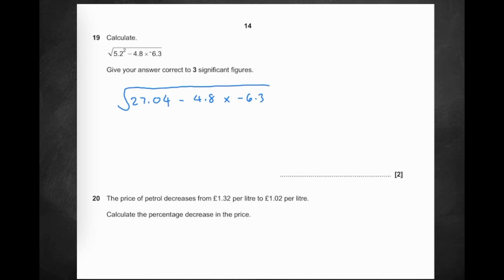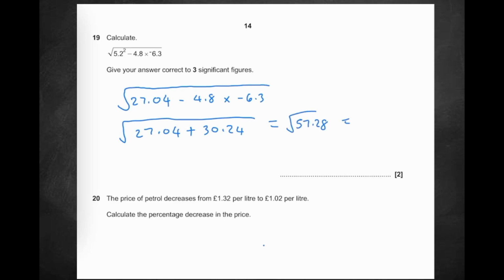Basically, the square root symbol, everything inside it, we need to treat it as if it's in a bracket. So minus 4.8 times minus 6.3 is just going to be 30.24. So our equation becomes 27.04 plus, because we times the minus by a minus, 30.24. Now we can add them together. Still not doing the square root just yet. And we get the square root of 57.28.